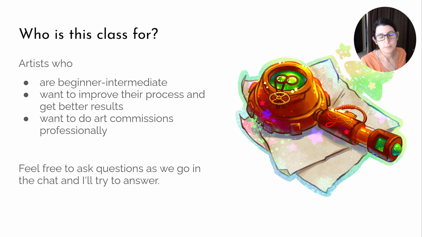So this class is aimed at artists who are beginner to intermediate, want to improve their process and get better results, or who want to do art commissions professionally. Maybe you want to become a freelance artist and want to take on more professional clients and do artwork for clients. There may be some ideas that you can grab from this because a lot of this is going to be talking about process. And as we go through this, I'm going to talk about, if you're working with clients, some tips that you can use when working with clients.